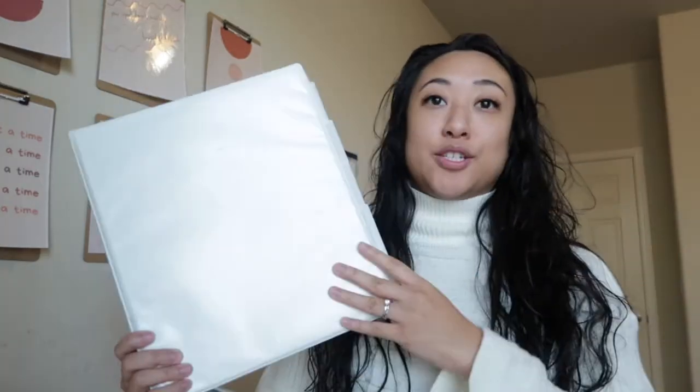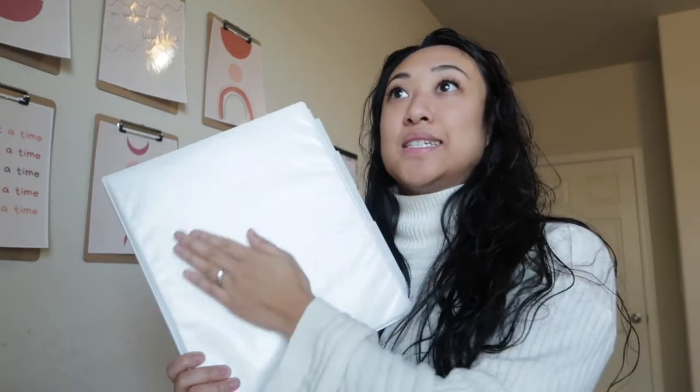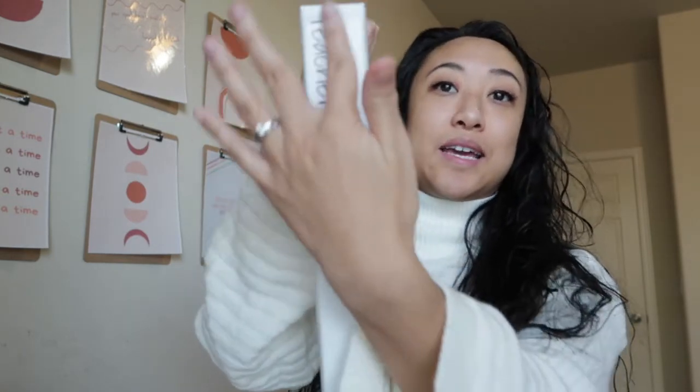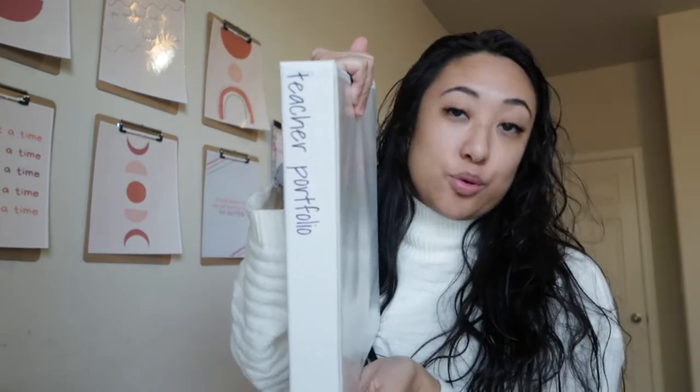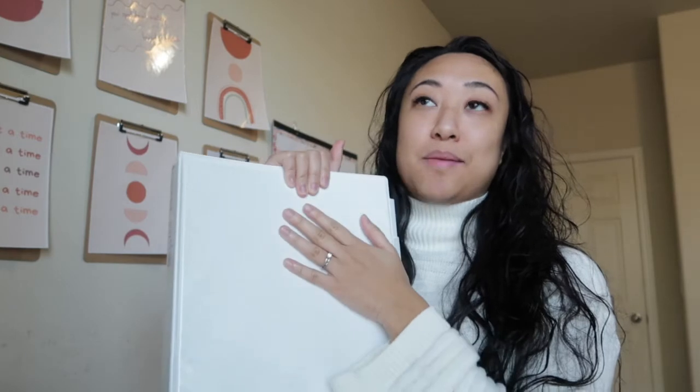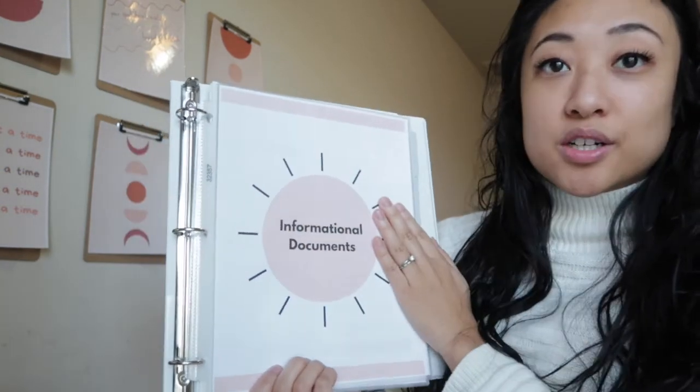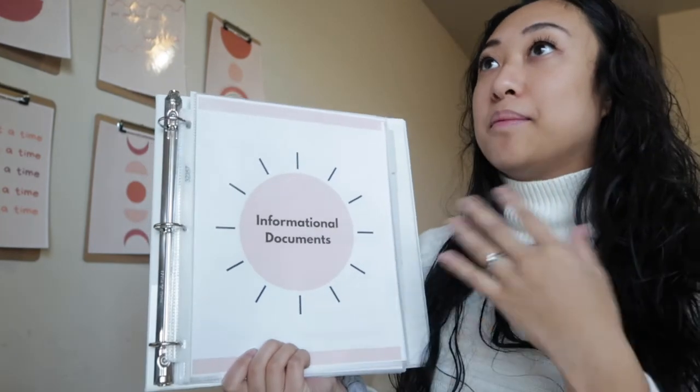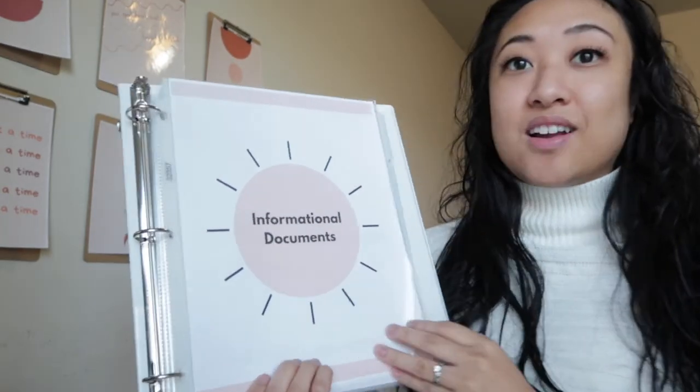So I have this binder. I'm going to use this as my teaching portfolio. I already labeled it on the side. It says teaching portfolio. So basically it'll just say my name, teaching portfolio. This is the informational cover: my resume, my cover letter, my references and all that.